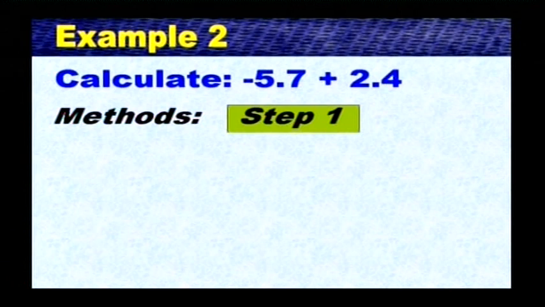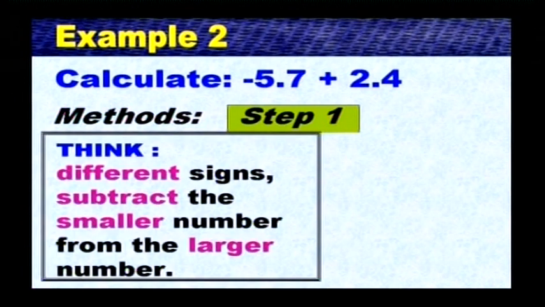When we add two different signs, what is the rule or what is the step? Okay, receiving students and 7s, the steps. Step 1 is different signs: we subtract the smaller number from the larger number. Step number 1.